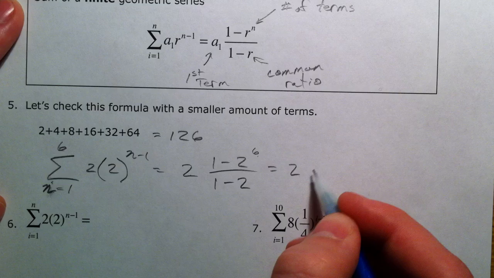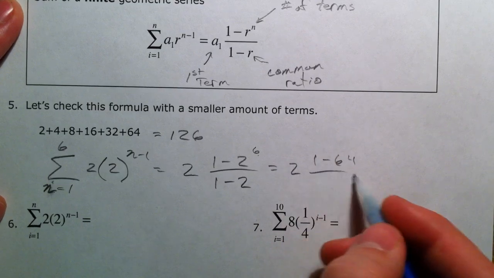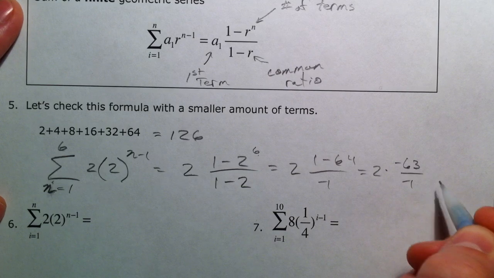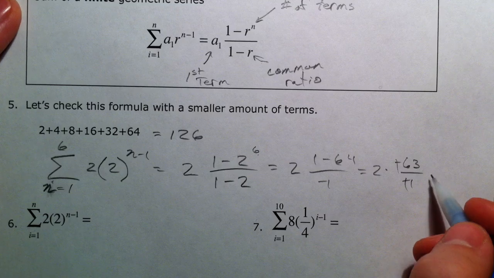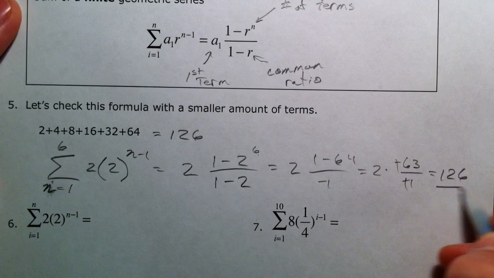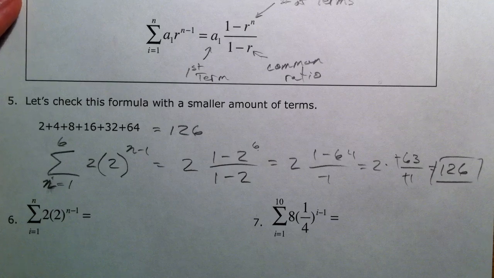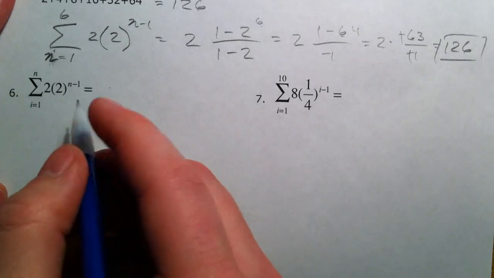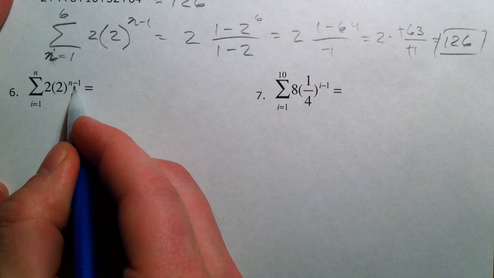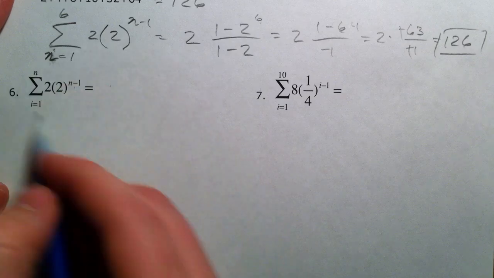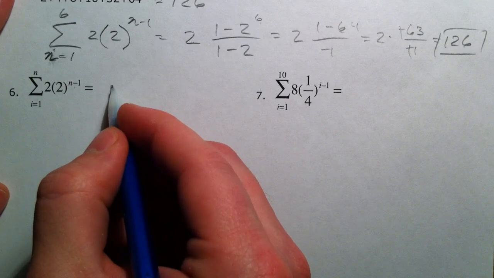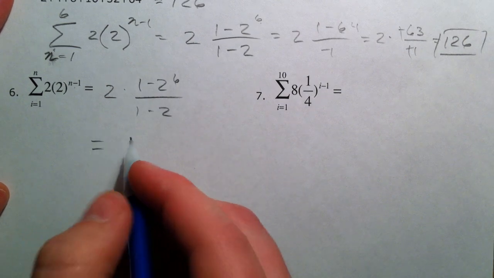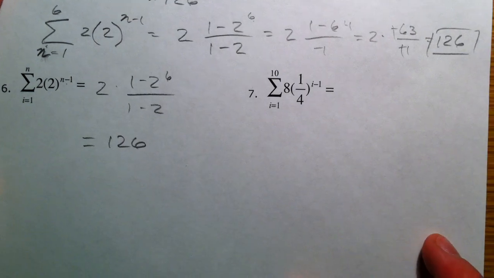So 2 times 1 minus 64 over negative 1. 2 times negative 63 over negative 1, positive, positive. And so 2 times 63 is 126. And that's our sum. So that's how that equation works. So again, if we plug in, and actually we just did this one, so that was the 126: 2 times 1 minus 2 to the 6 over 1 minus 2, 126.